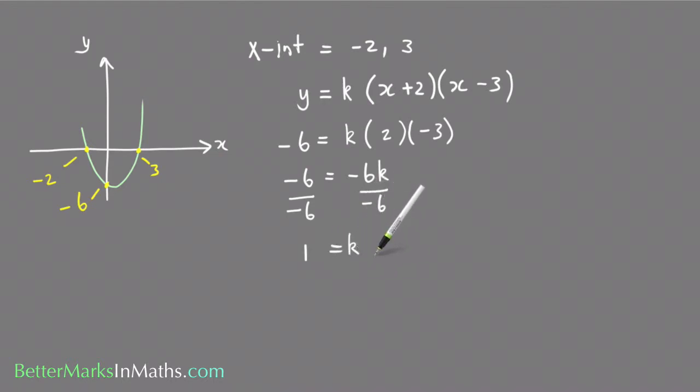So k equals 1, and then putting that back in this equation here, you get y equals 1 times, so you don't have to put that 1 in, you can if you want, but you would normally write it without it, x plus 2 bracket x minus 3, and that's the equation of that parabola here.